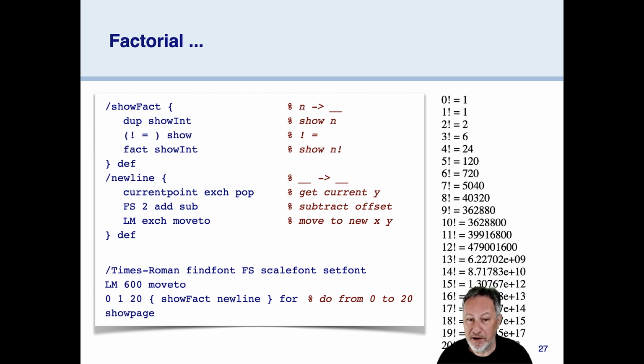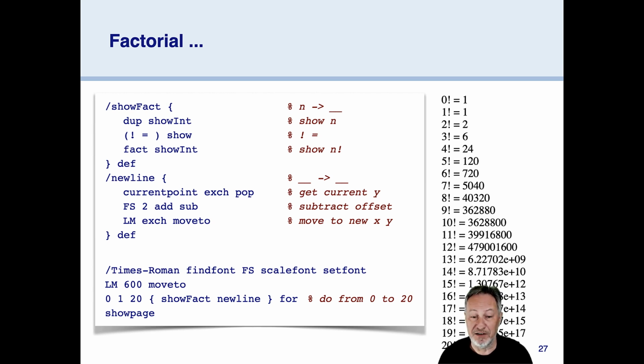Now showFact will take a number n on the stack. It will show it. It will also show "factorial equals", and finally it will compute the factorial of that number and show it as well. So that's going to be one line of our output. Now we have to do a bit more work because we want to produce one line for each factorial value from 0 up to 20.